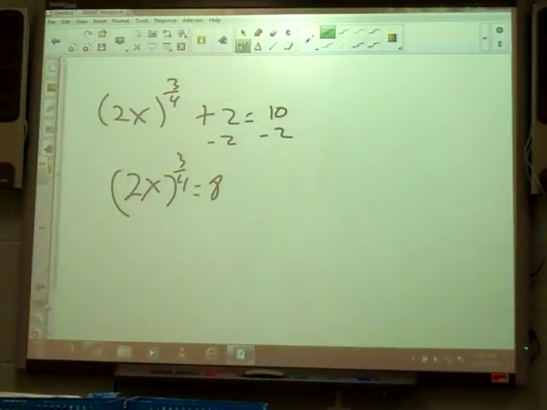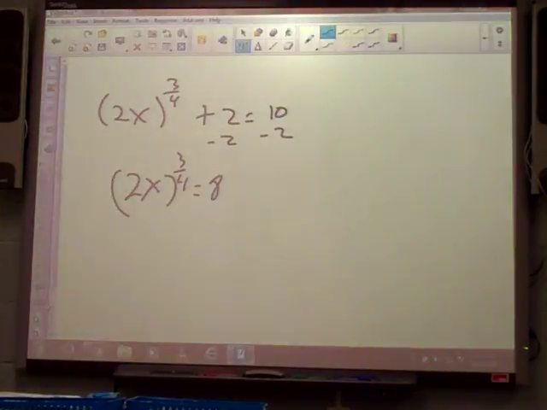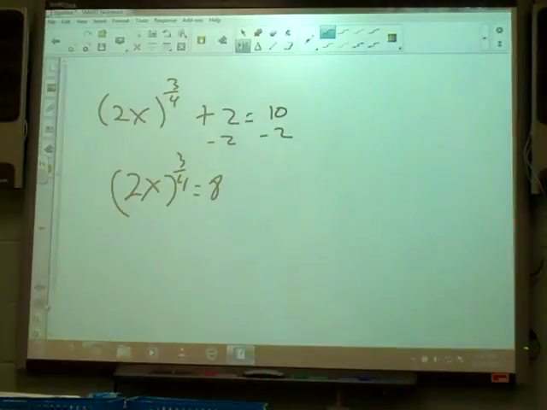Now after we did that with the ones with the radical, we got rid of the radical. So it sure would be nice if I could get rid of a 3/4 power. If I have an x to the 1st power, that's just plain old x, isn't it? So what could I raise this to that would make a 3/4 become a 1?